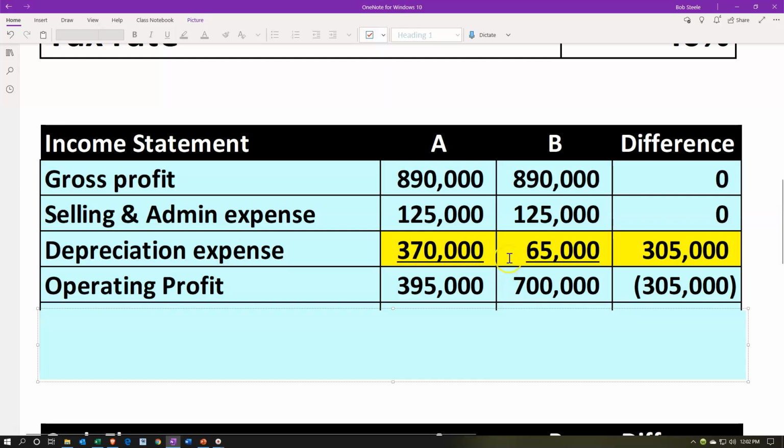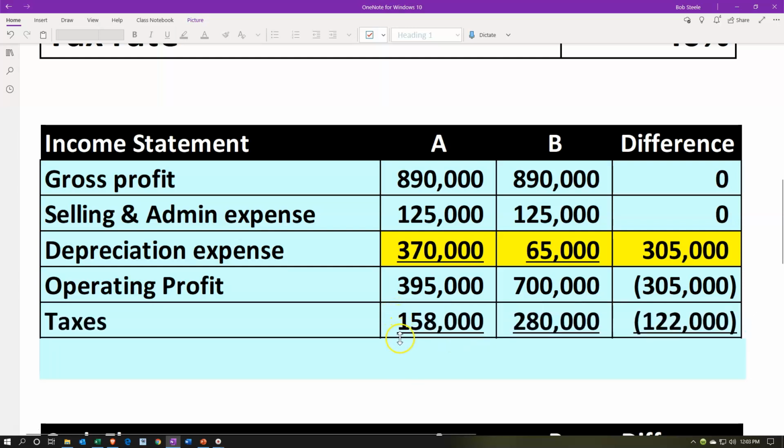And then B has less. So everything else is the same, but they have this depreciation now, but they have less fixed assets. They're allocating less cost. Therefore, they have a higher operating profit from an accounting standpoint. The difference is going to be that $305,000 due to the difference in the depreciation rates.